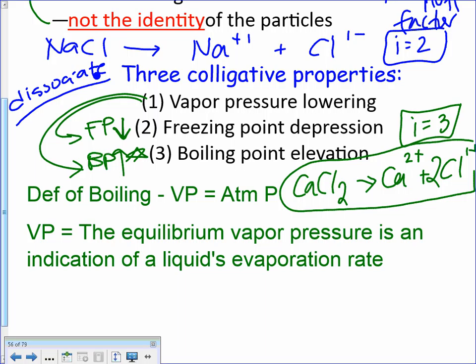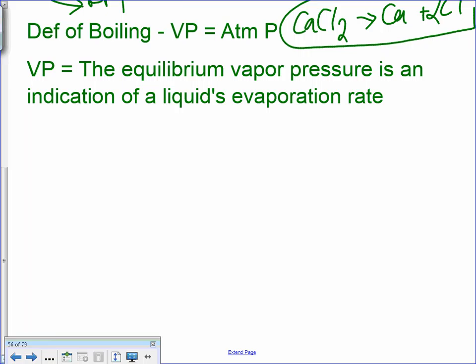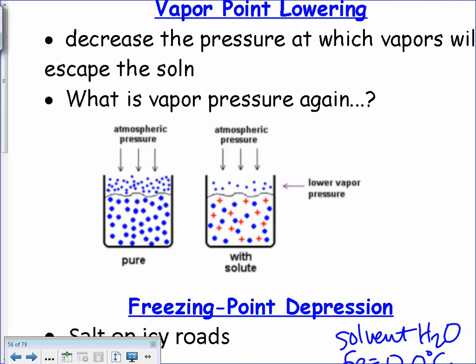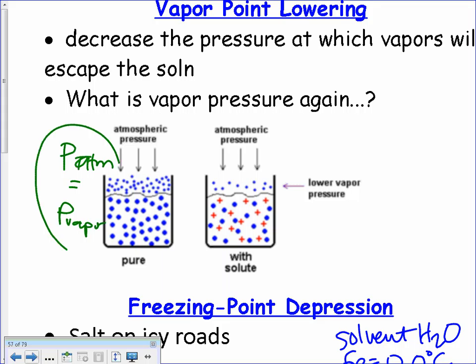So what do we do when we put this stuff in here? These solutes in here. Here's what, I may actually have a picture on the next slide. Here's what's happening. The pure solvent's just vaporizing. Well, the boiling point, the actual point at which it boils, is when the atmospheric pressure, or P of atmosphere, equals the pressure of the vapors. So if that's the case, that's when it's going to boil.